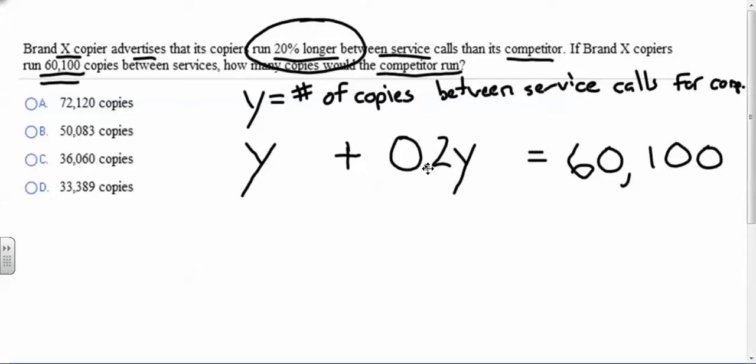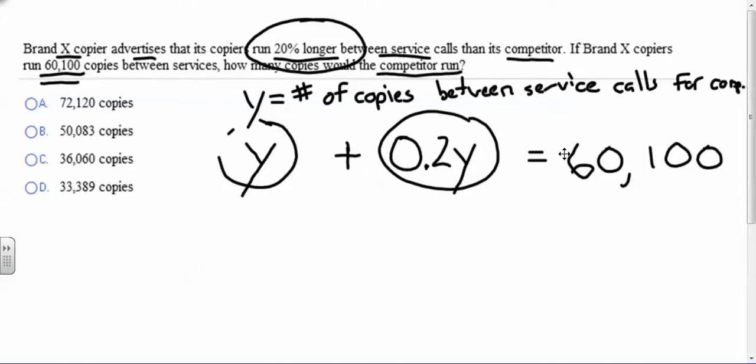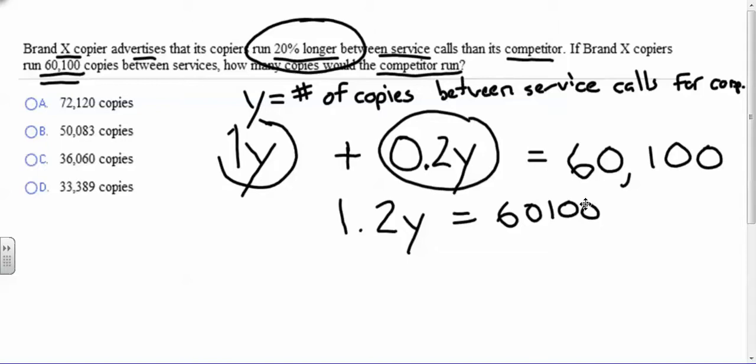So again, what this says is the competitor number of copies between service calls plus 20% more of the competitor would be equal to brand X. And that's exactly what that sentence states. Now we have to solve this linear equation by adding like terms. So this coefficient is 1. So we have 1 y plus 2/10 of a y. So that's 1.2 times the competitor is equal to brand X's number of copies between service calls.